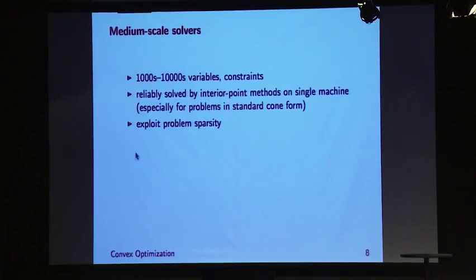So medium scale solvers, if you've got thousands of variables and constraints, or maybe tens of thousands, or in the right structure maybe 100,000 if you're really lucky with the sparsity patterns, then these things are just reliably solved now on a single machine. I mean, my laptop is more than enough, right? But if you get a bigger machine, with 32 cores and a bunch of memory, you can solve quite large problems, completely reliably. So these exploit problem sparsity.